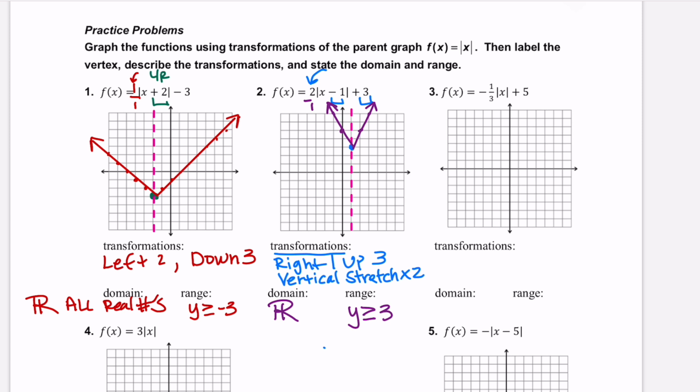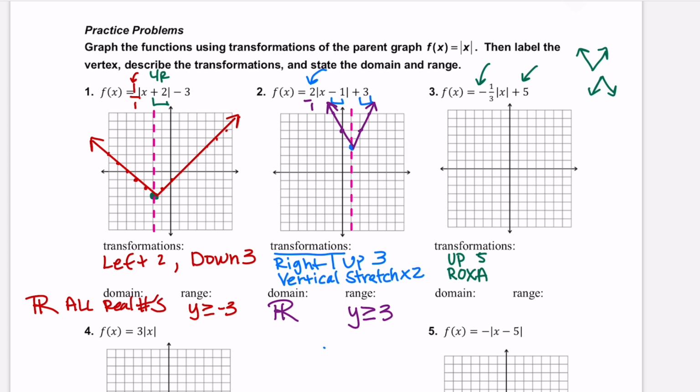Number 3, we have a plus 5. That's going to shift it up 5. This negative, it's going to just change it so that the slope is negative. So all that negative is going to do is change it from the V going straight up to going straight down. So the negative is a reflection over the x-axis, but we can abbreviate this as ROXA, reflection over the x-axis.